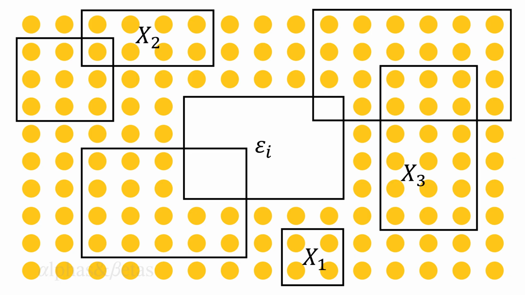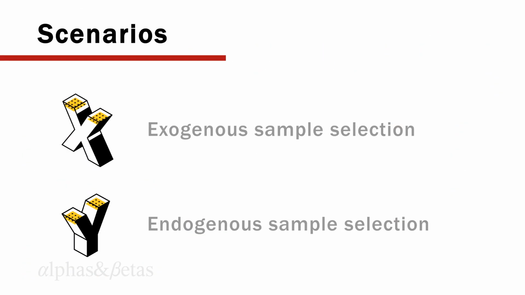However, sample selection becomes problematic if it's based on y or is correlated with the error term. This is known as endogenous sample selection. Let's explore examples of each case to understand why this is problematic.